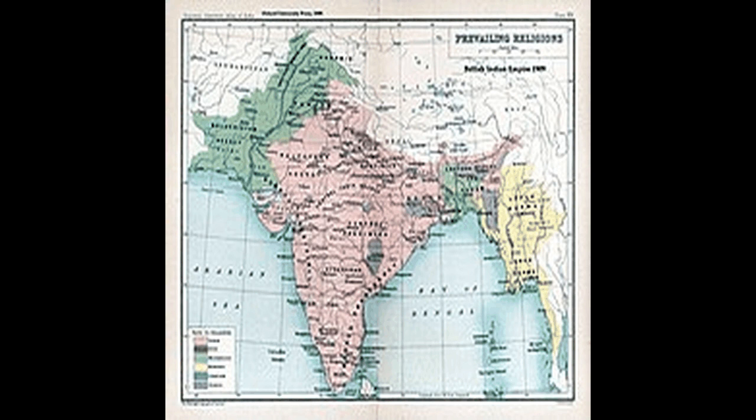Although departments like defence, foreign affairs, criminal law, communications, and income tax were retained by the Viceroy and the central government in New Delhi, other departments like public health, education, land revenue, local self-government were transferred to the provinces.